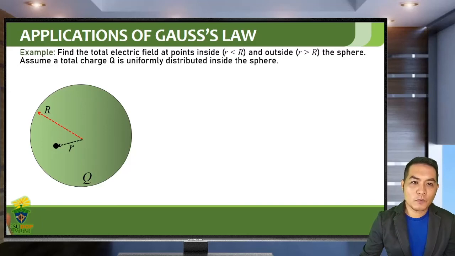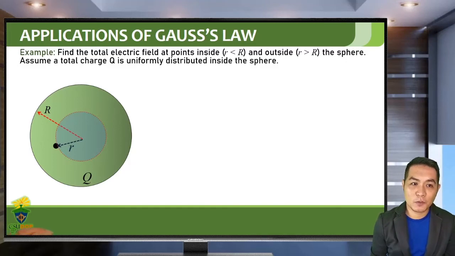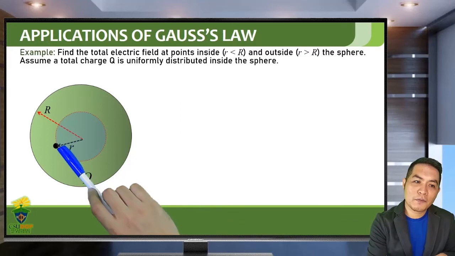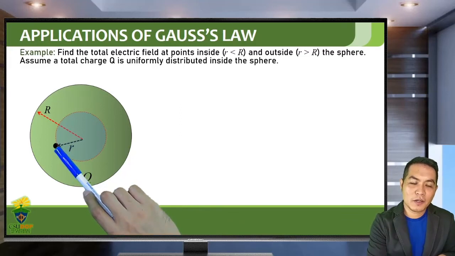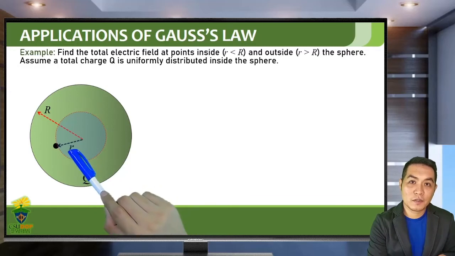So if you want to solve for the electric field inside, you must pick a sample field point inside, at r, which is less than the radius of the sphere, and we make a Gaussian surface inside. Since our charge distribution is spherical, our Gaussian surface must also be spherical. It also must include our field point. So therefore, our Gaussian surface is a sphere with radius small r.